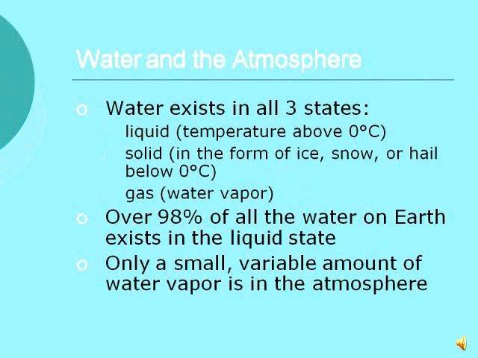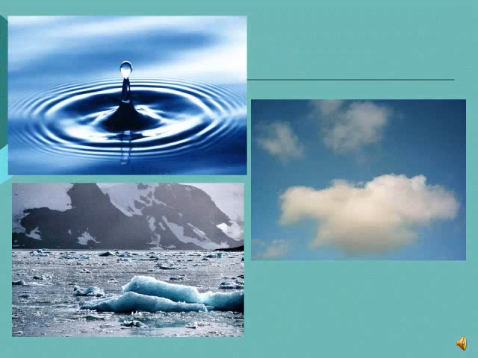Water exists in all three states. Liquid, which is temperature above 0 degrees Celsius, solid in the form of ice, snow, or hail below 0 degrees Celsius, and then gas, which is water vapor. Over 98% of all liquid on Earth exists in the liquid state, and only a small variable amount of water vapor is in the atmosphere. You've got liquid water up top, you have your ice down bottom, and then your water vapor to the right, and clouds are formed from water vapor.